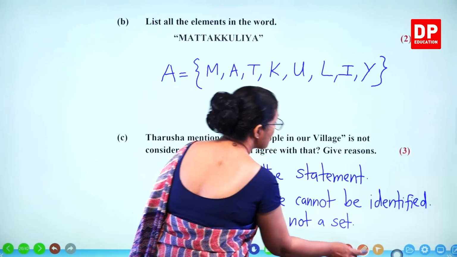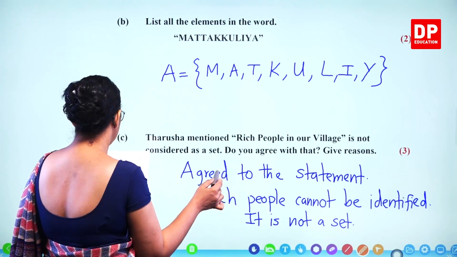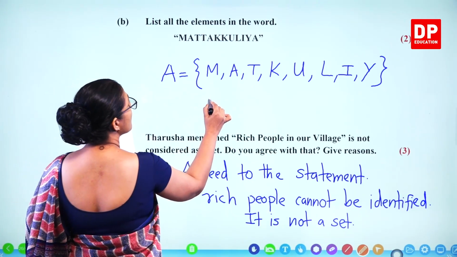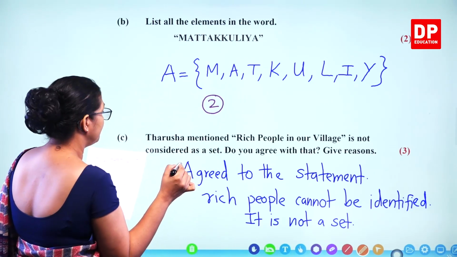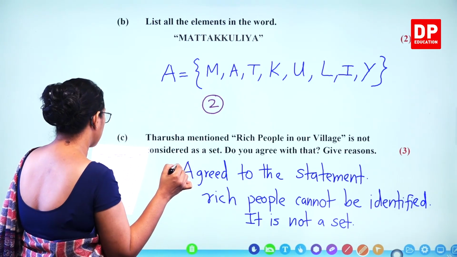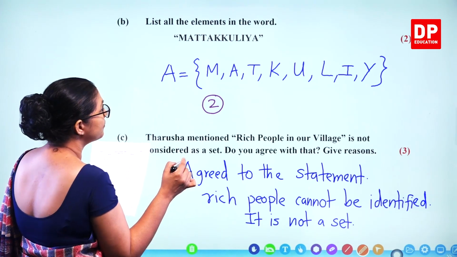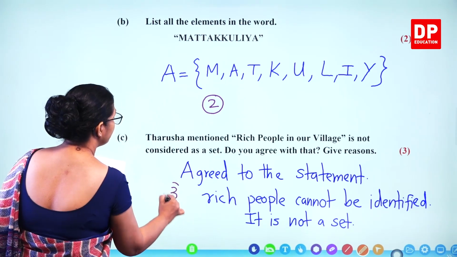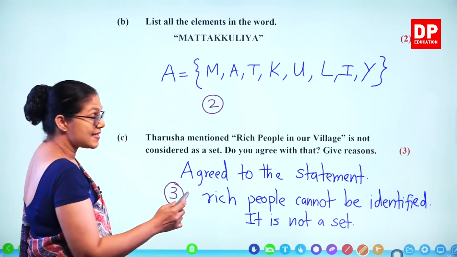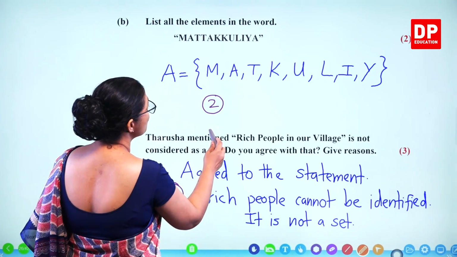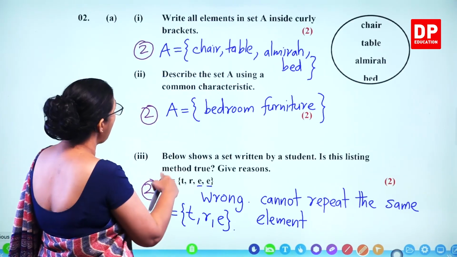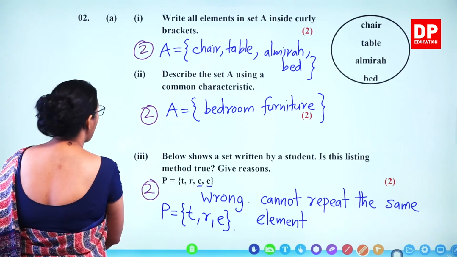So how many marks for these two? You get 2 marks here. So 3 marks for this part. 3 marks here. Let's add it and see whether you get 11. 3 plus 2, 5. And 5 and 6, 11 marks for that question.